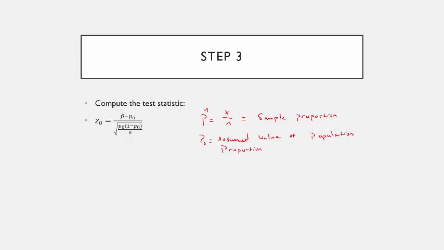And then, so it's p hat minus p sub 0, divided by the square root of p sub 0 times 1 minus p sub 0, divided by n, and we know n is the sample size. All right, so we're going to work this problem in our calculator a bit today. So we'll get a chance to compute 3 test statistics so you can see how it's done.